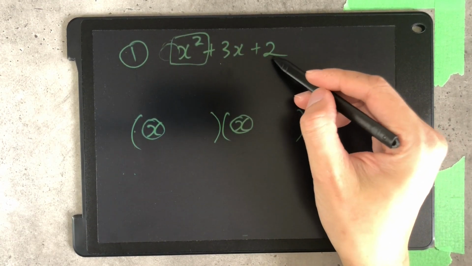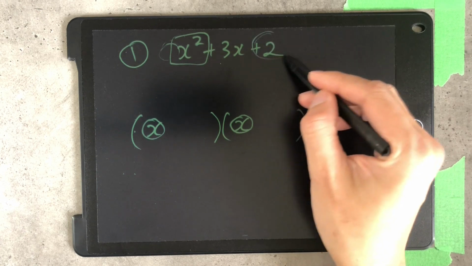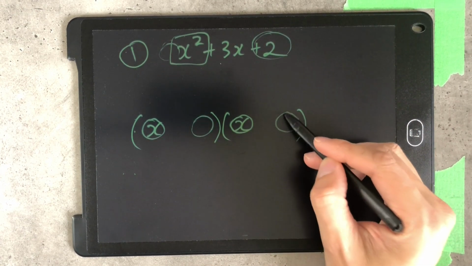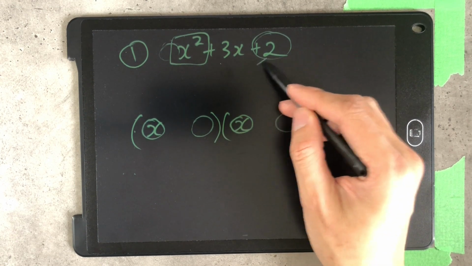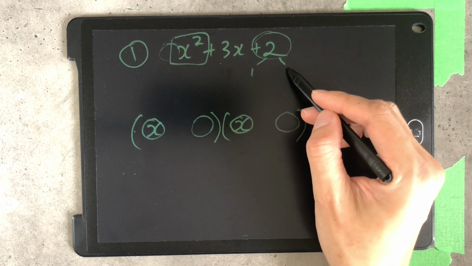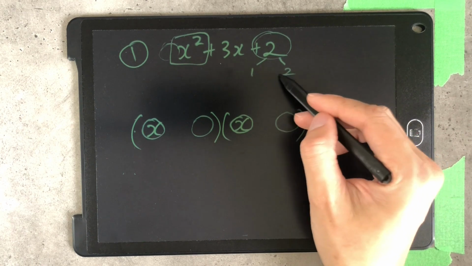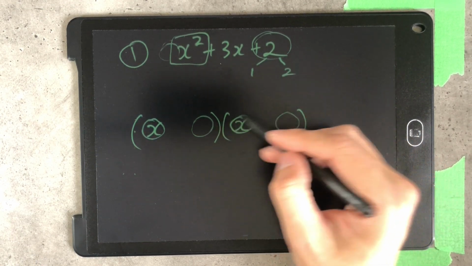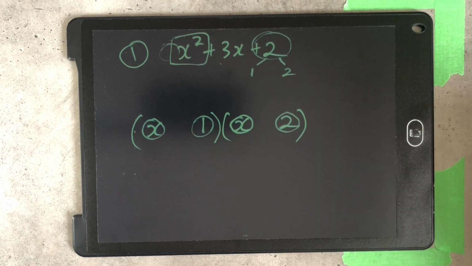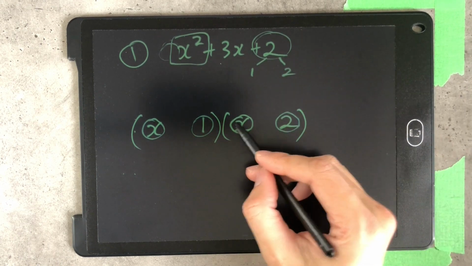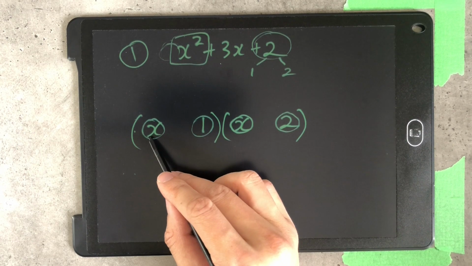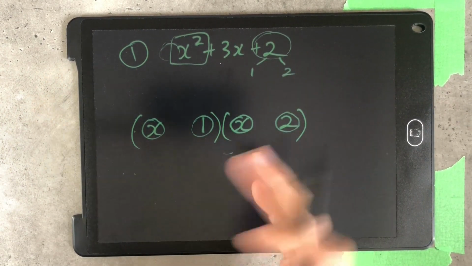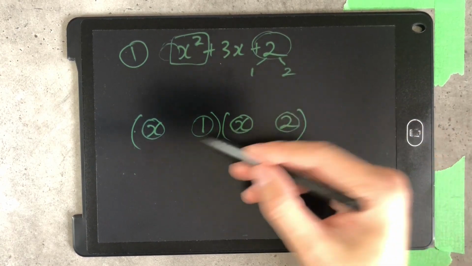Now, second, we have to look at the last term of the trinomial, because the second term of each bracket comes from the factors of the last term of the trinomial. And the factors are 1 and 2. So 1 and 2 must go in either spot. So let's just put them down. It doesn't matter because the x coefficient is 1. So it doesn't matter where I put them, it's not going to matter. What matters is the sign.